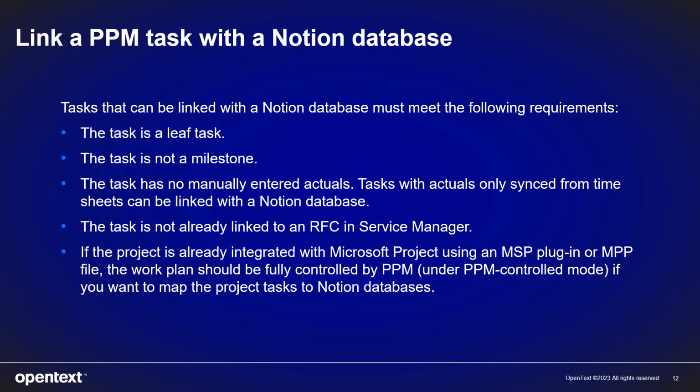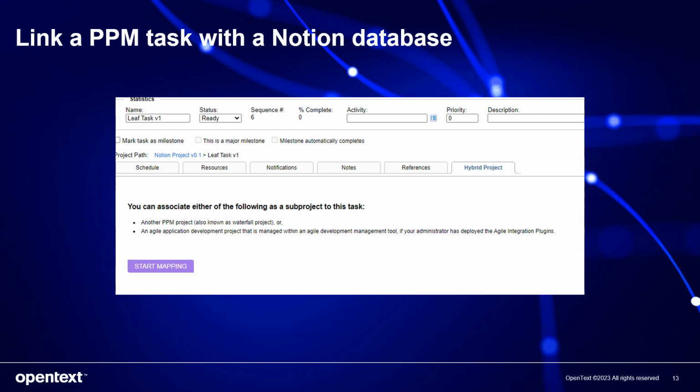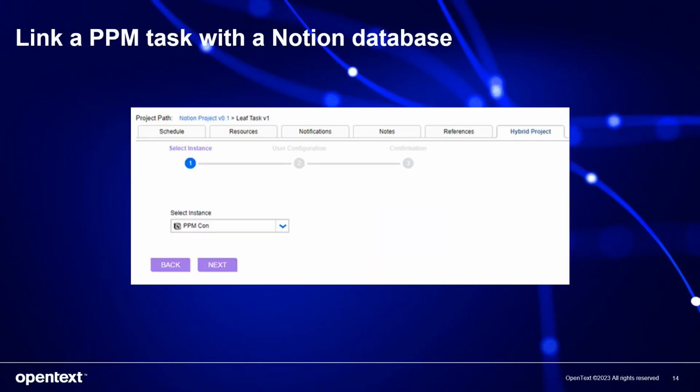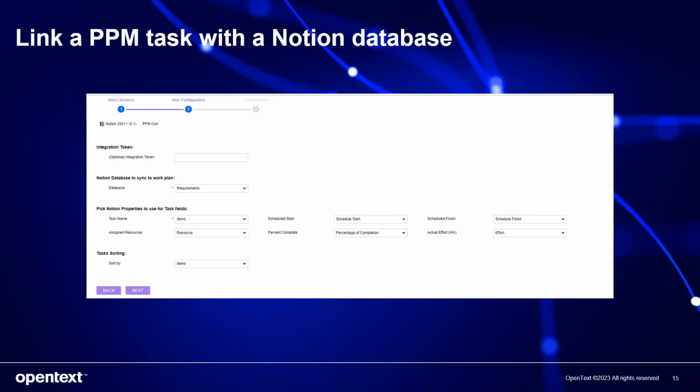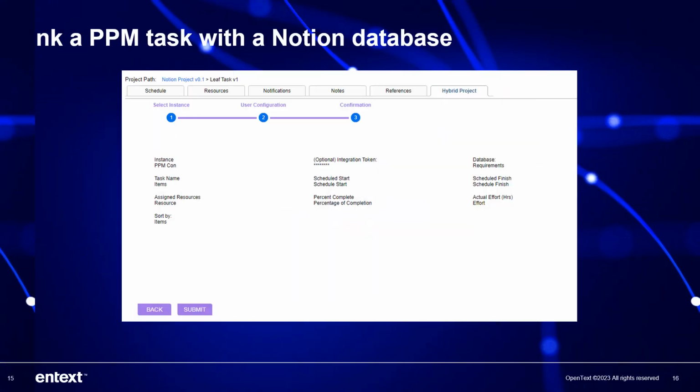If the project is already integrated with Microsoft Project using an MSP plugin or MPP file, the work plan should be fully controlled by PPM under PPM controlled mode if you want to map the project tasks to Notion databases. In the Hybrid Project tab, click on Start Mapping. In the first step of linking the task, select a Notion instance and click Next. In step number 2, User Configuration, map each of the PPM fields with the dedicated Notion field to decide what to import to the linked task and click Next. Confirm the user configuration and click Submit.